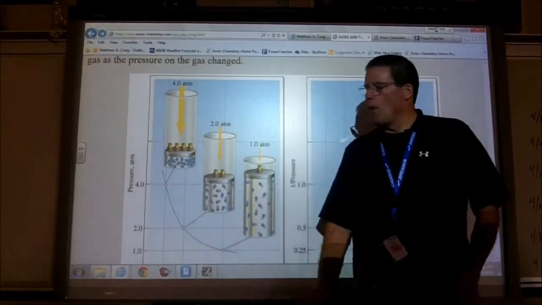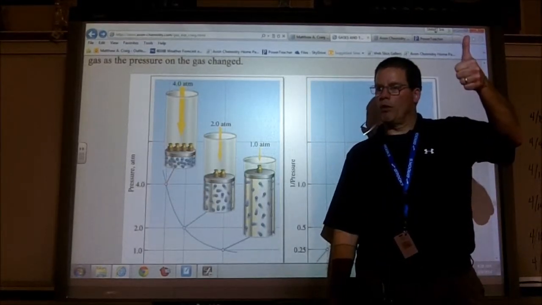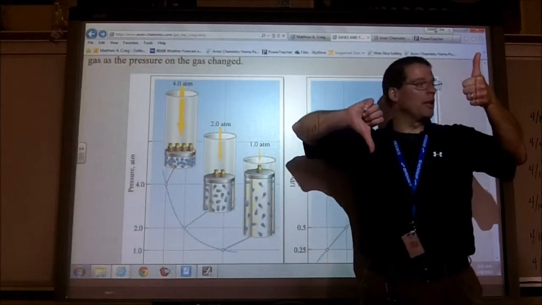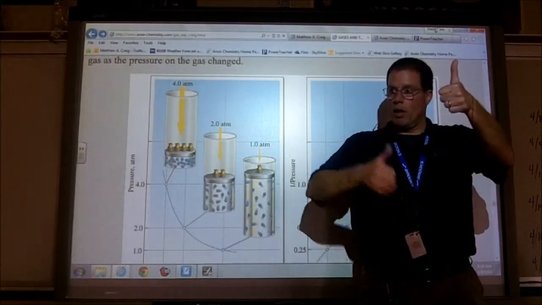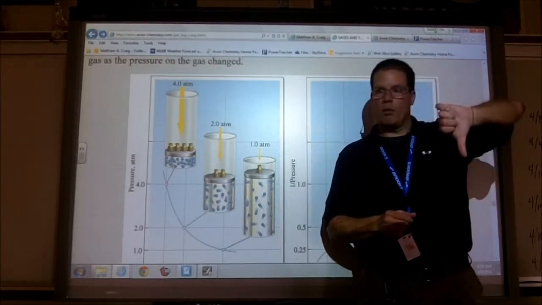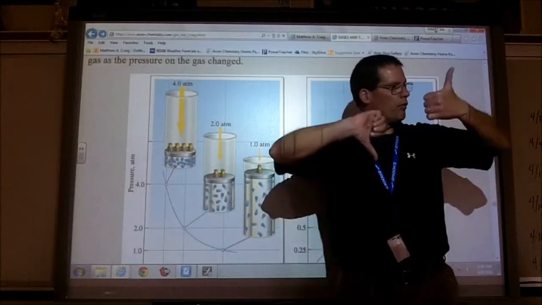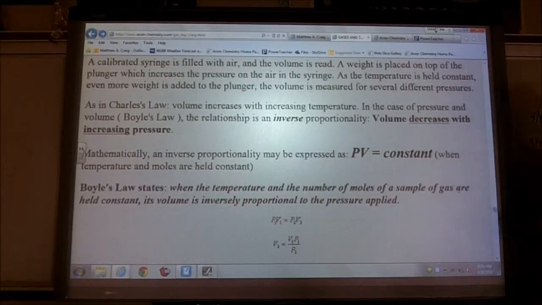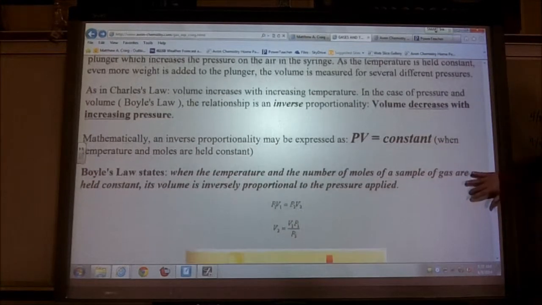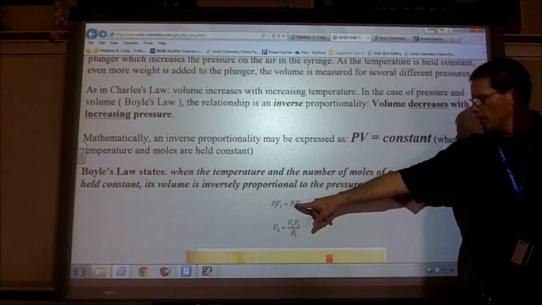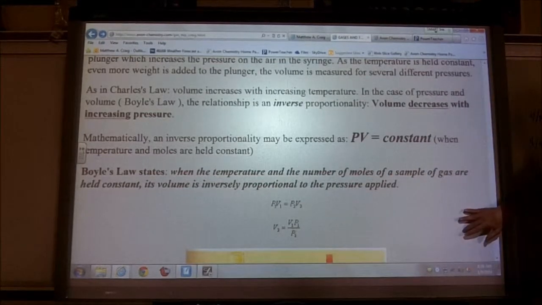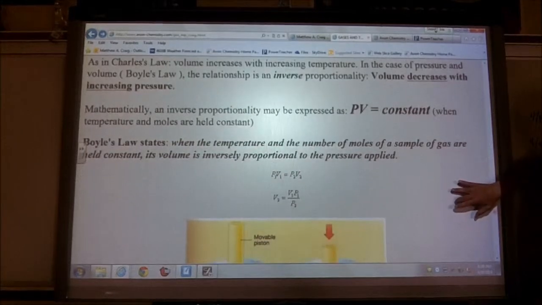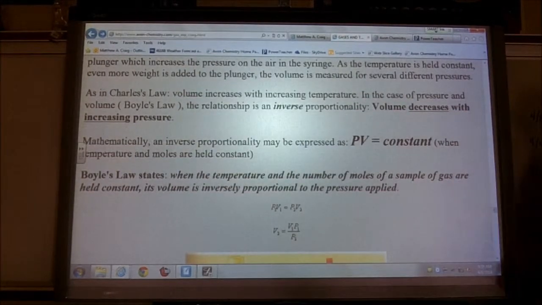So as the pressure goes up, what happens to the volume? It goes down. So it's an inverse relationship. On the last one, temperature went up, so did the volume. As the pressure goes down, the volume goes up. So it's inversely related. We have 2 blanks there. I apologize how small that equation is. The P1 V1 equals P2 V2, but we'll work with that in a second. Does everybody have those 2 blanks? Decreases with increasing pressure.